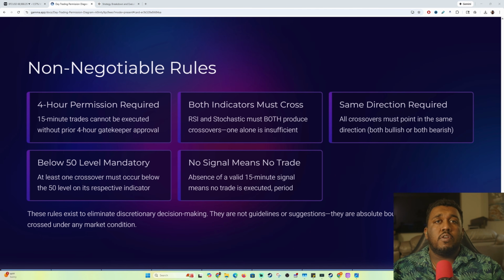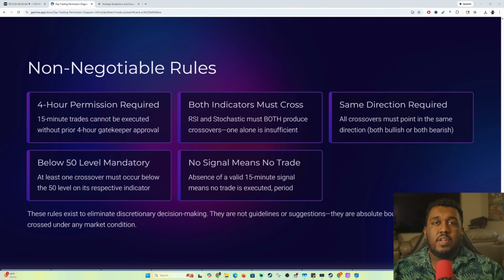Now, before I get started walking you guys through a few examples, these are some non-negotiable rules. The 15-minute trades cannot be executed without the 4-hour permission. The RSI and Stochastic must both produce crossovers going in the same direction, and at least one of them must be happening below the 50 for longs or above the 50 if you guys are trying to short, because you guys can use it for shorting and going long.